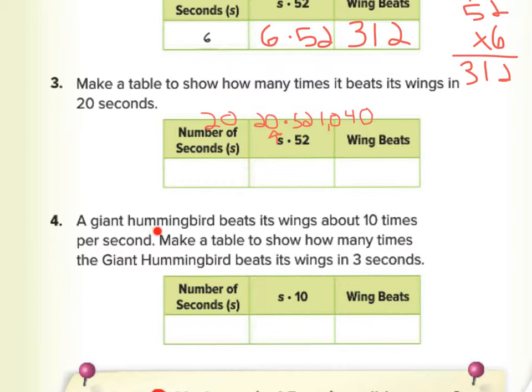A giant hummingbird beats its wings about 10 times per second. Make a table to show how many times the giant hummingbird beats its wings in 3 seconds. So it's 10 times every second, per second. So in 3 seconds, number of seconds again, we plug it in, 3 seconds, and now it's times 10, so it's 3 times 10, and we get 30 beats in 3 seconds.